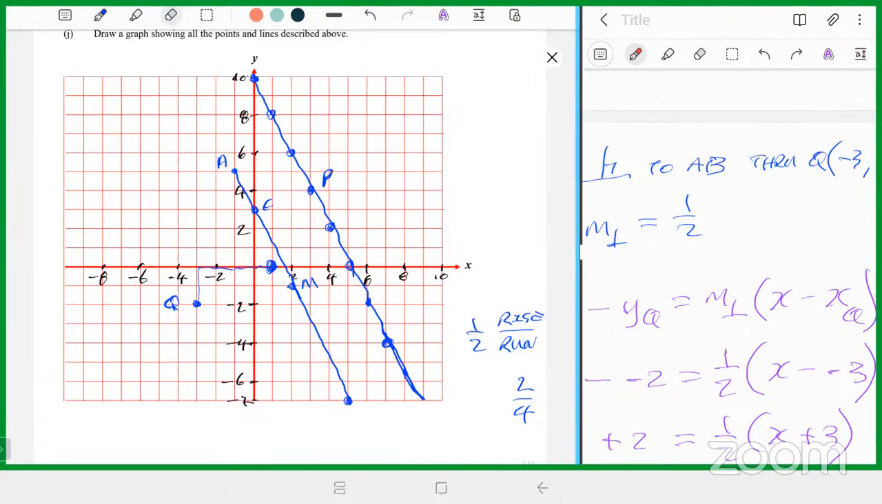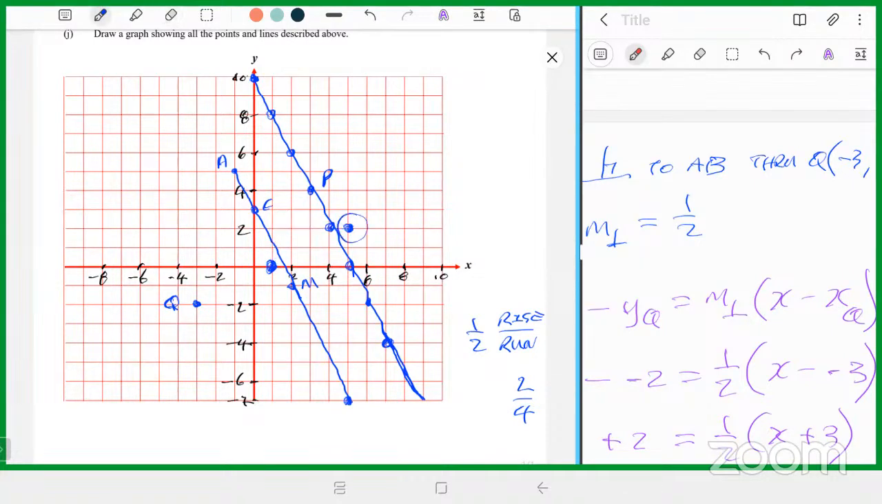Rise 2, run 4. And starting from here again, we're going to rise 2, run 4 again. Rise 2 to here, run 4. 1, 2, 3, 4. That's taking us to this point. Rise 2, run 4.